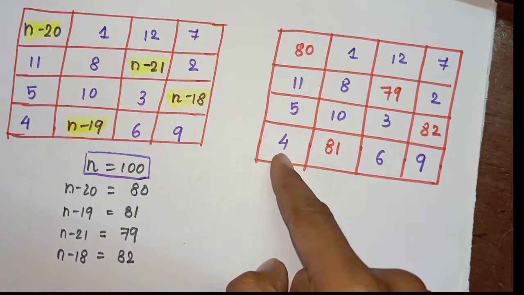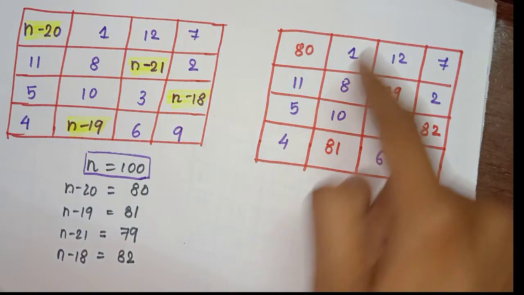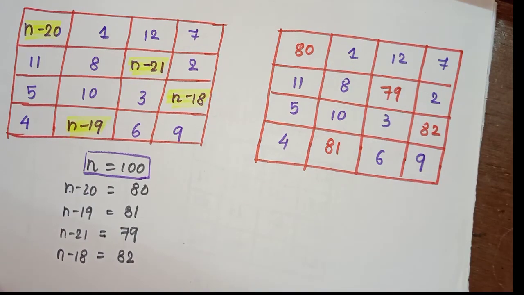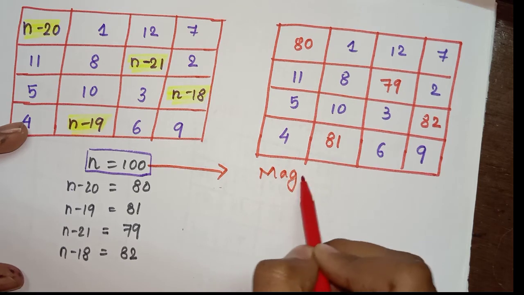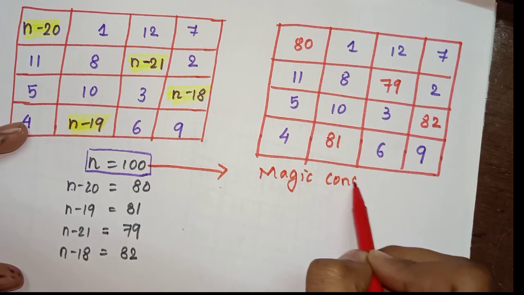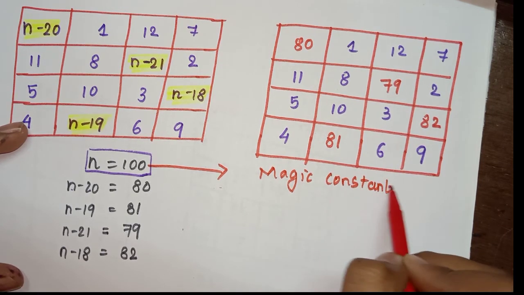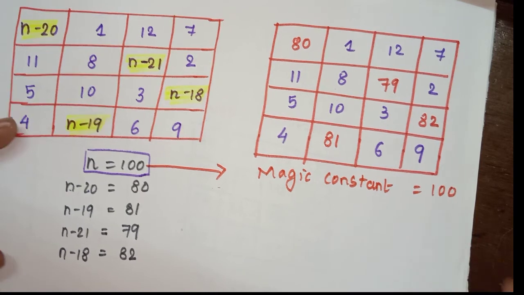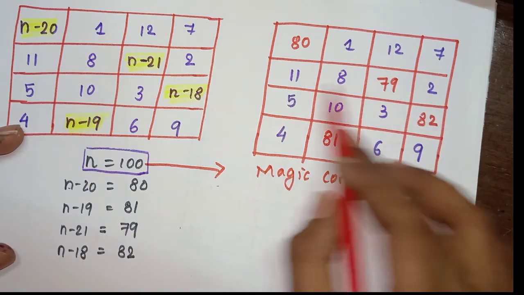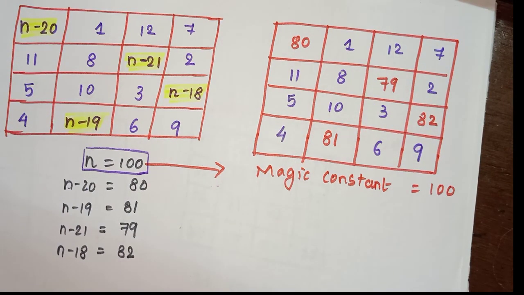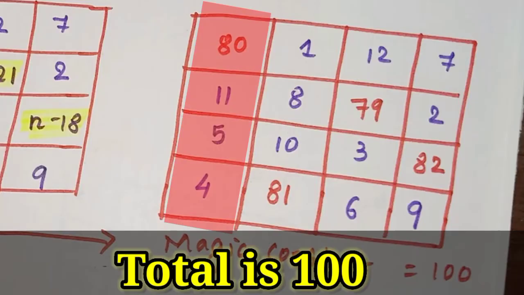The total I get is 100. So here n plays the role of the magic constant. That is, the total of the rows, columns and diagonals will be 100, and not just rows, columns and diagonals, as I told you, in a 4x4 magic square these five boxes also. You can check any of them randomly; I will add up all of them.